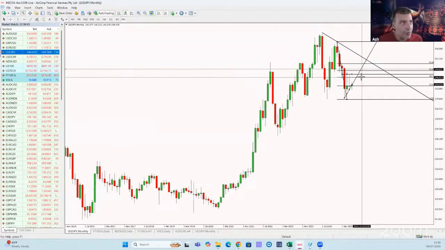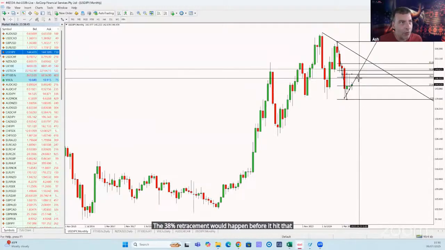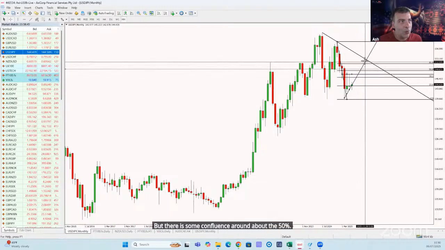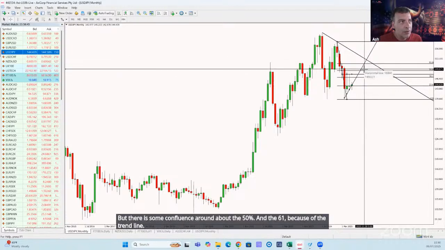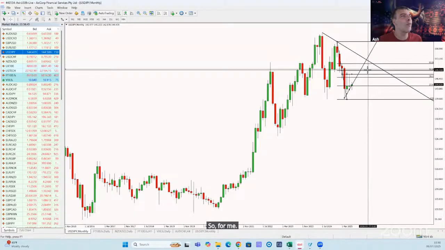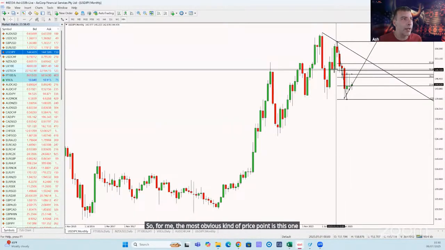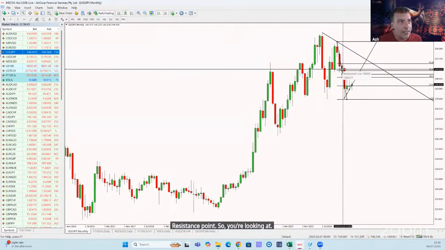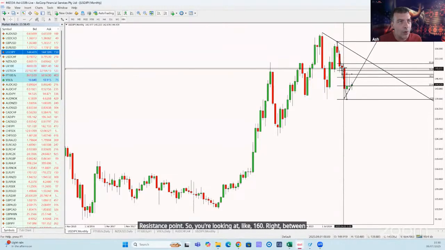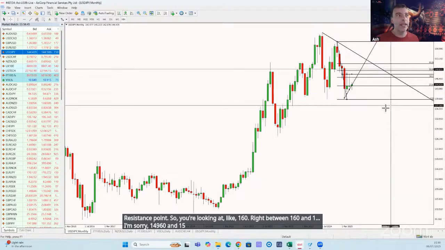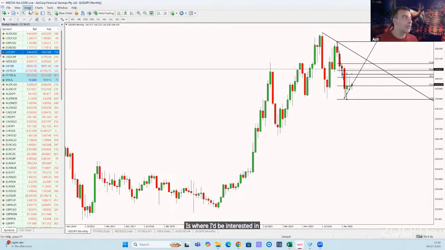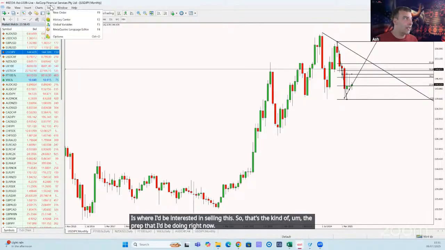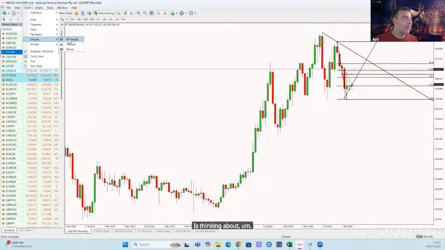The 38% retracement would happen before it hit that weekly, so that wouldn't be of interest. But there is some confluence around about the 50% and the 61 because of the trend line. So for me, the most obvious price point is this one. The 50% is brilliant actually because it's got this monthly resistance point. So you're looking at like 160, right between 160 and 149.60 and 150 is where I'd be interested in selling this. So that's the kind of prep that I'd be doing right now.